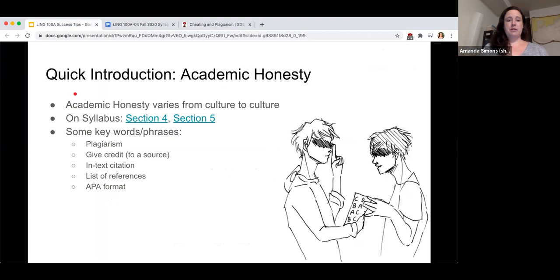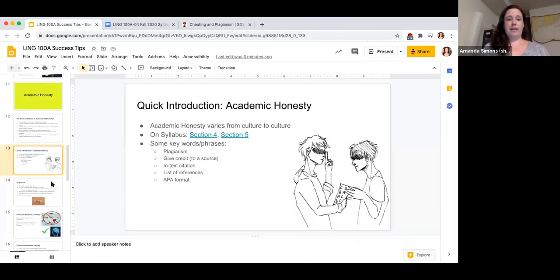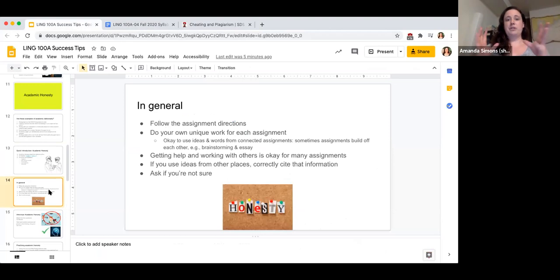All right, so another thing that I want to think about is that I want to give you this general definition of academic honesty. In general, follow the assignment directions. I think that a lot of times that can include and tell you exactly what the assignment requires of you and what you should be doing so that you are being academically honest. And I think that this guideline right here is: do your own unique work for each assignment. So that means don't be using answers that your friends submitted.